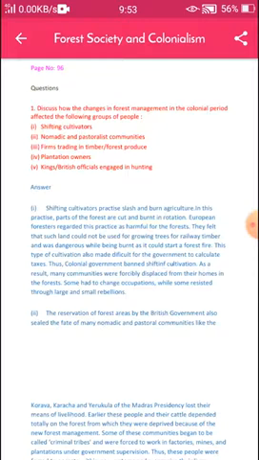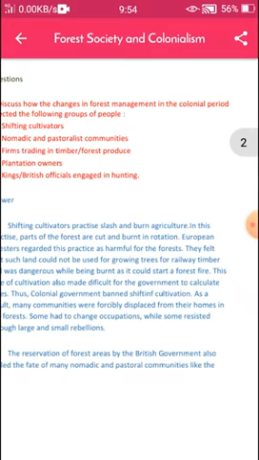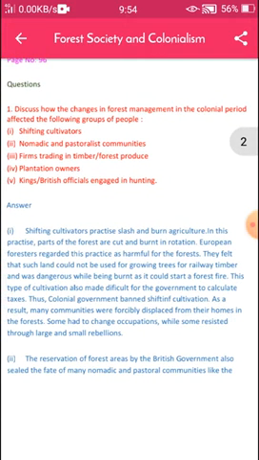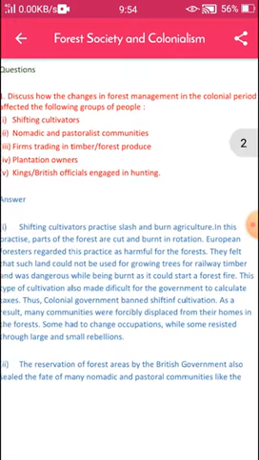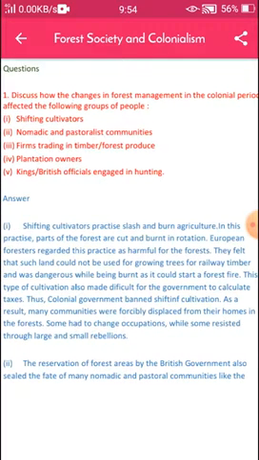You can write the answer like this. Shifting cultivators practiced slash and burn agriculture. In this practice, parts of the forest are cut and burnt in rotation. European foresters regarded these practices as harmful for the forests.